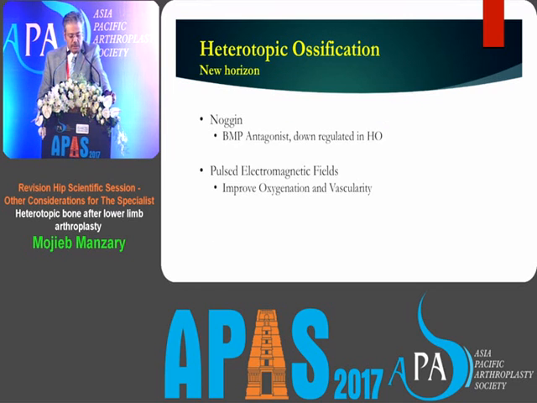Some new horizons: there's an agent called Noggin, which is a BMP antagonist, which is downregulated. If the patients are administered Noggin, that might help in preventing HO. Pulsed electromagnetic fields have also been shown to offer positive hope in the field of minimizing HO.